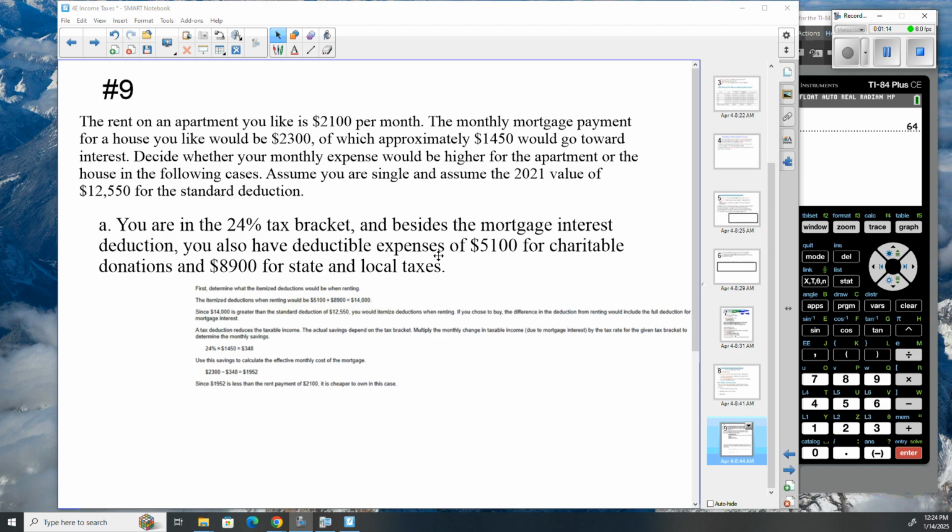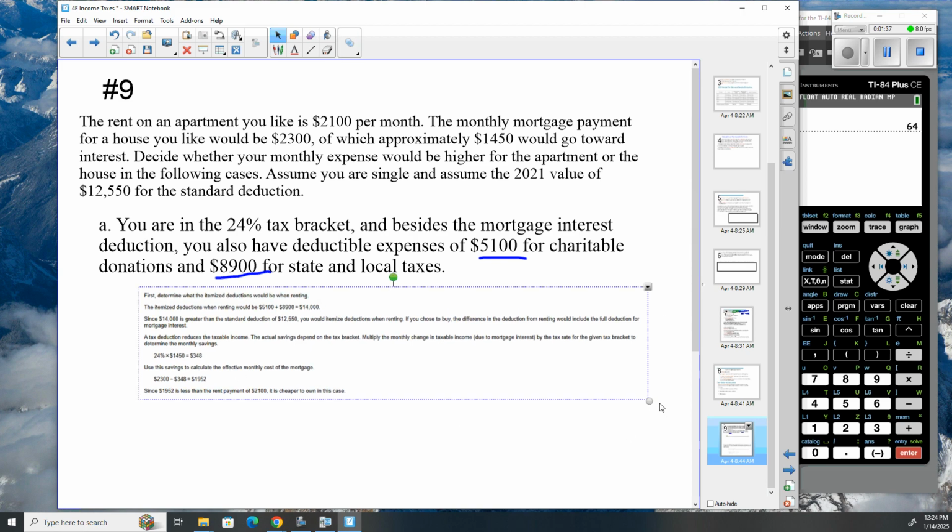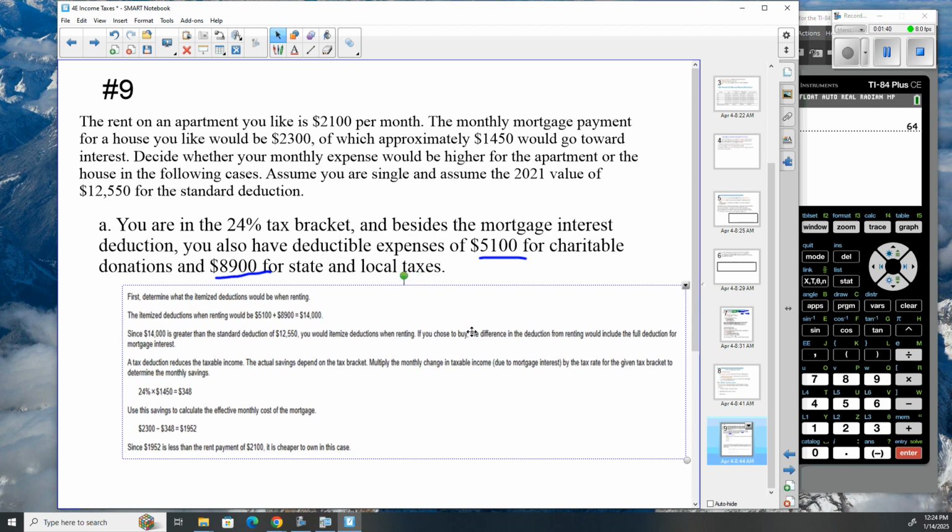To determine if you're going to itemize, first you add your charitable contributions and your state and local tax. If you rent, you might want to itemize or still do the standard deduction. If you add those two numbers together, you get $14,000. $14,000 is greater than the standard deduction, which means you're going to want to itemize if you rent, which means you're also going to itemize if you buy. So we're going to itemize your deductions.